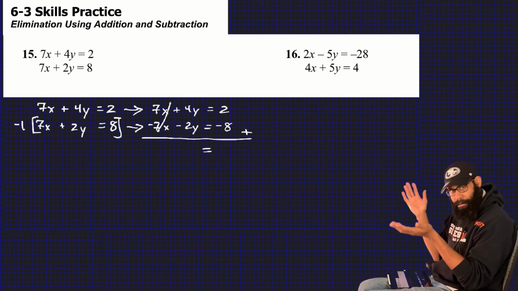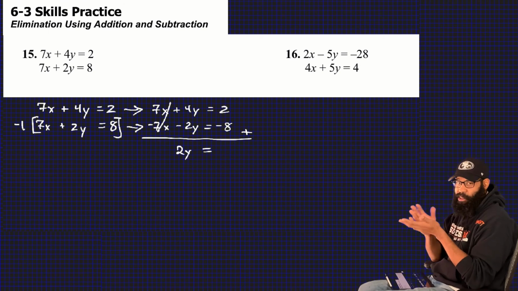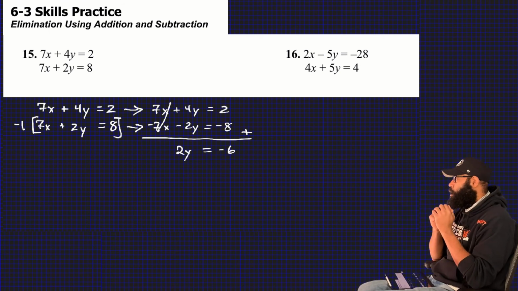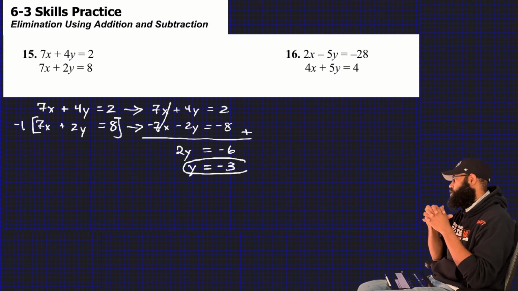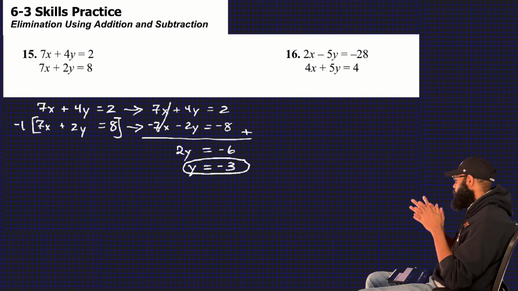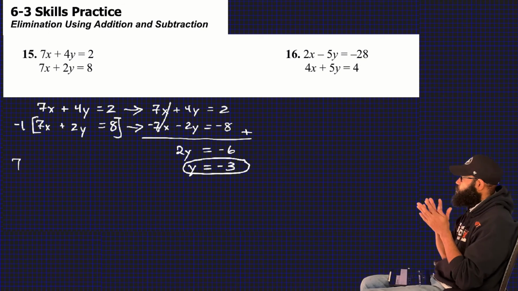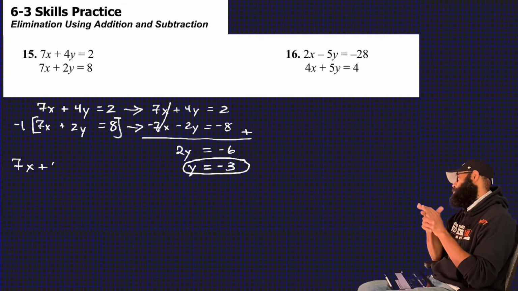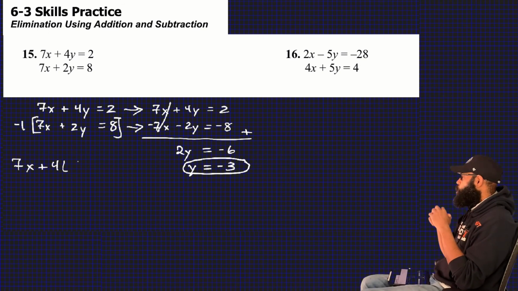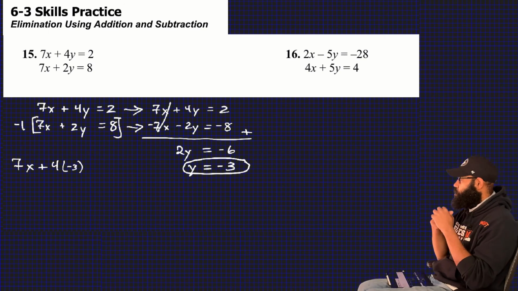You can add, you can do it from here, all right? We gotta do a little dividing too, but 2 and negative 8 gives me negative 6. The x terms cancel. 4y and negative 2y gives me 2y. So 2y equals negative 6. Y equals negative 3. And now we go back to the original system.